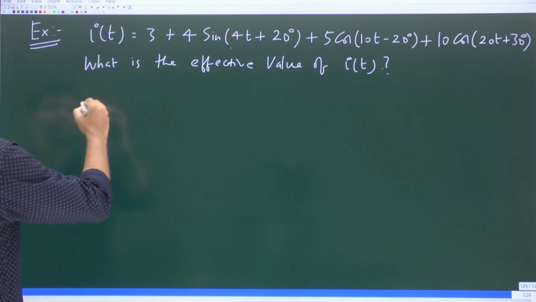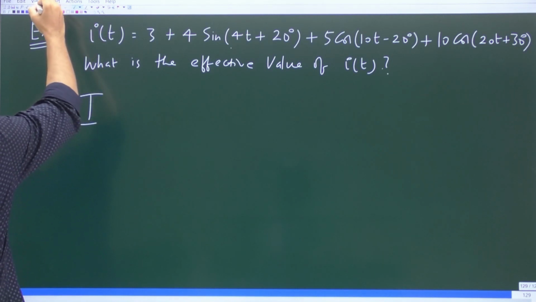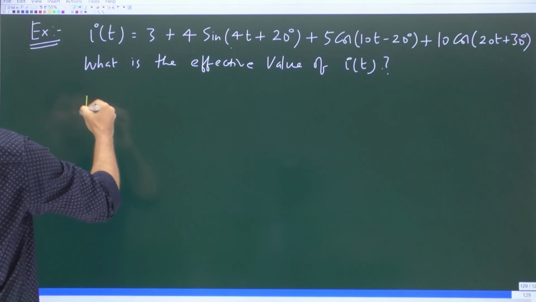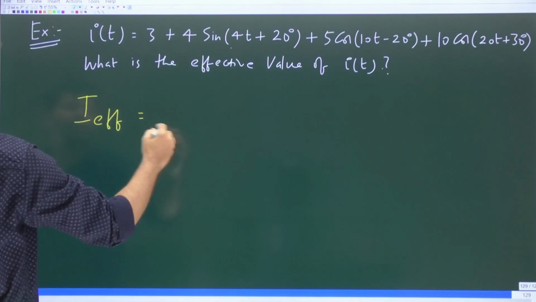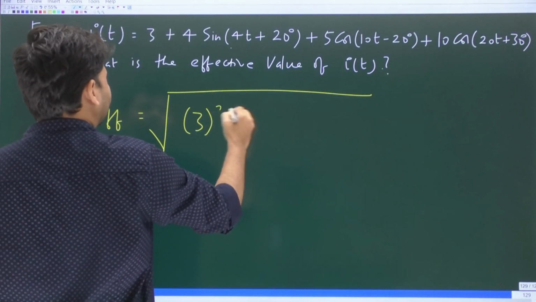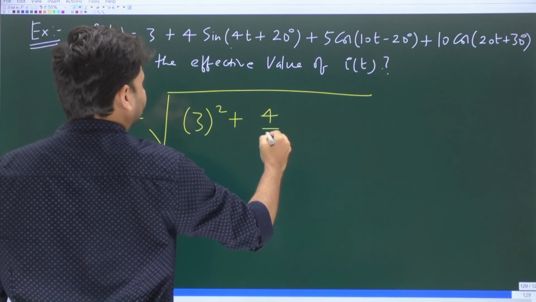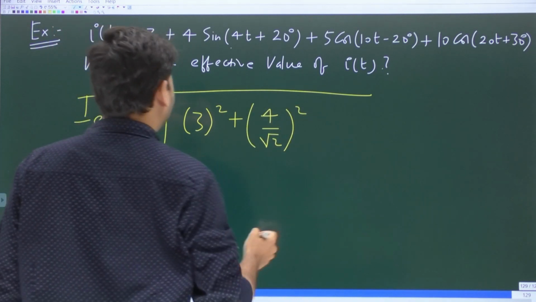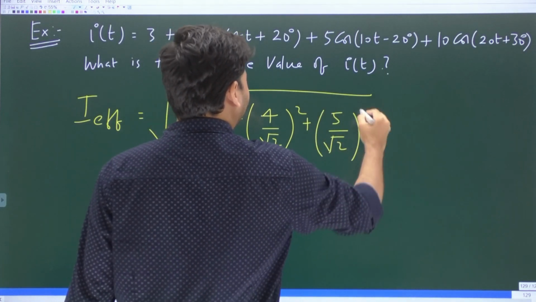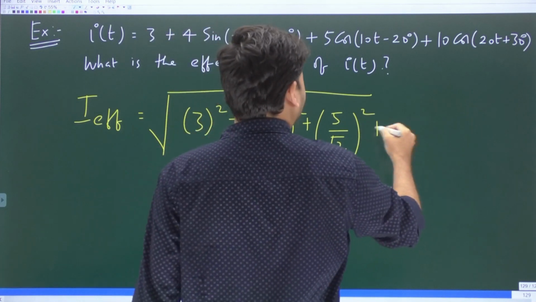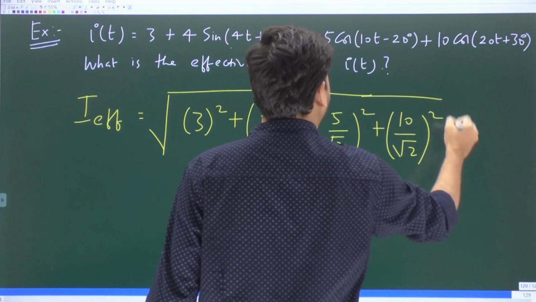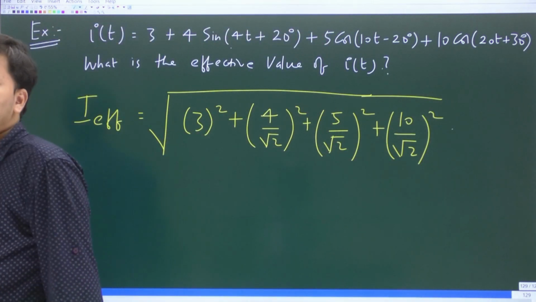So here I effective will be equal to the square root of 3 square plus 4 by root 2 square plus 5 by root 2 squared plus 10 by root 2 squared. You understood? Is that clear?